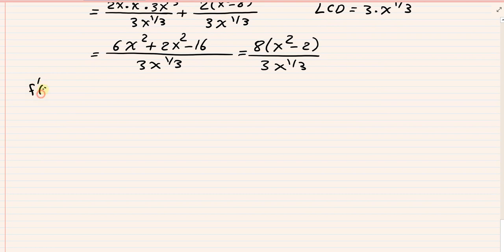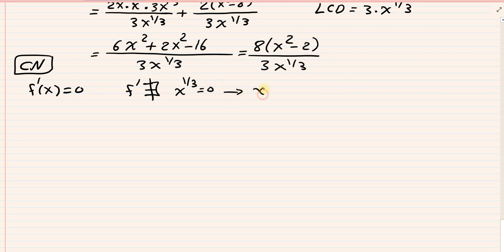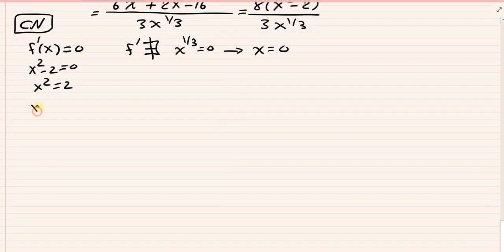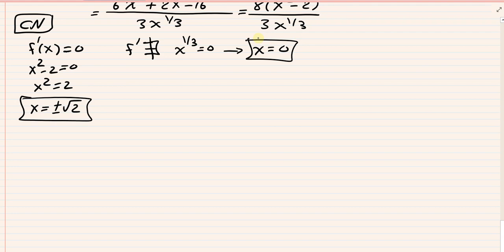Now, f prime x equals 0. We're doing CNs. CN means critical numbers. And we need to find where f prime does not exist. In a fraction, f prime does not exist when the denominator is 0, means x to 1/3 is 0, therefore x is 0. F prime x equals 0, again in a fraction, it can be 0 only if the numerator is 0. So here we have x squared is 2, and x will be plus or minus square root of 2. And there you have it. So there are 3 critical numbers of this one.